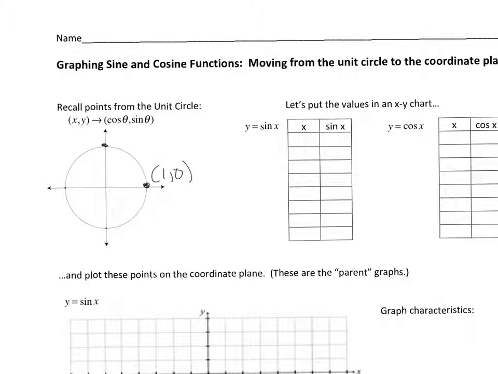Up here at 90, this is the point (0, 1). At 180, this is the point (-1, 0). And at 270, we have the point (0, -1).